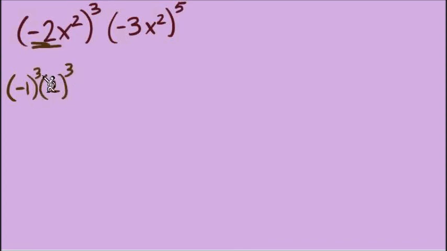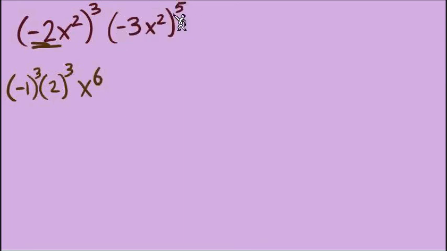It might seem like we're doing a little bit of extra work, but I think it's worth it. I feel a lot more comfortable with keeping track of my negatives when I do this move, so that's why I encourage it. Let's finish working in this exponent of 3, so that will make this x squared into x to the 6th. Let's move over to this set of parentheses.